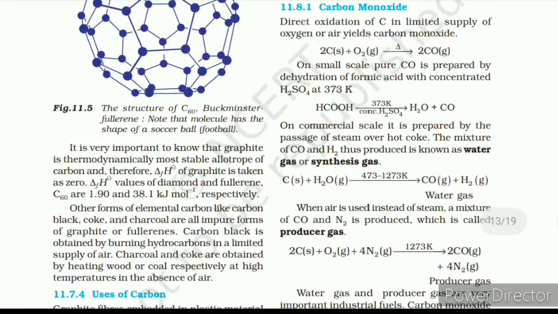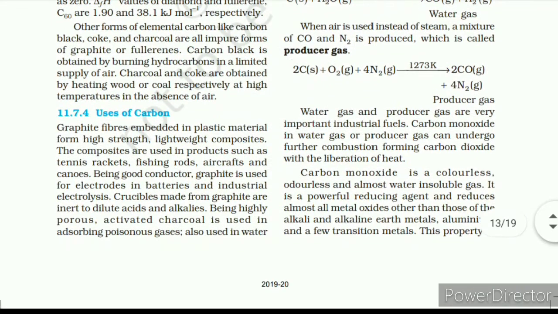Carbon monoxide is a colorless, odorless and almost water-insoluble gas. It is a powerful reducing agent and reduces almost all metal oxides other than those of the alkali and alkaline earth metals, aluminium and few transition metals. This property of carbon monoxide is used in extraction of many metals from their metal oxide ores.